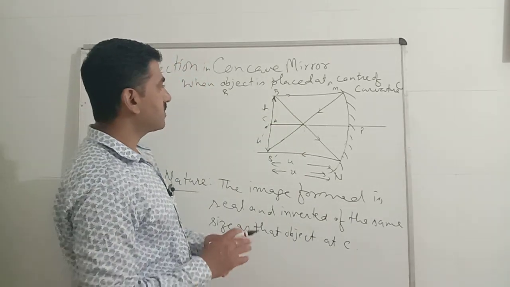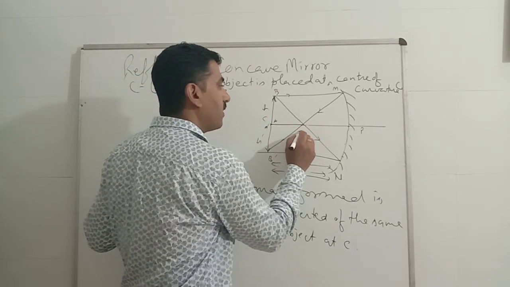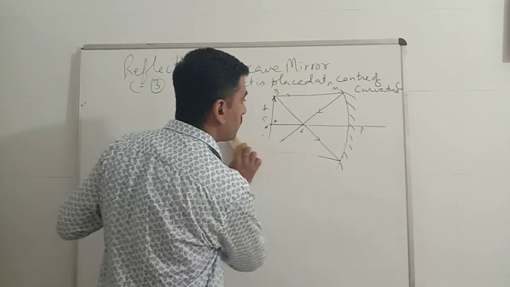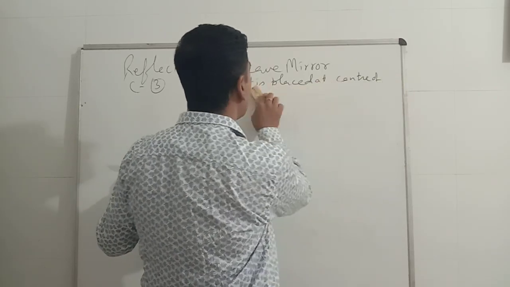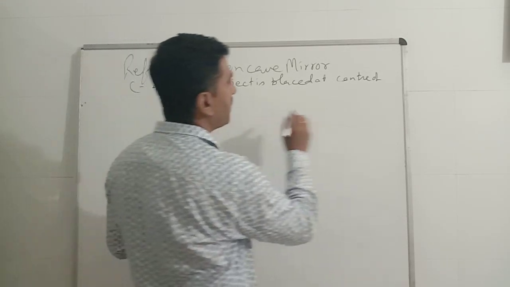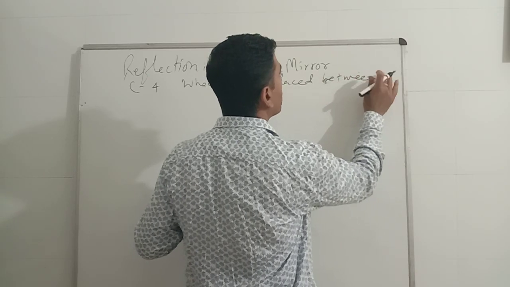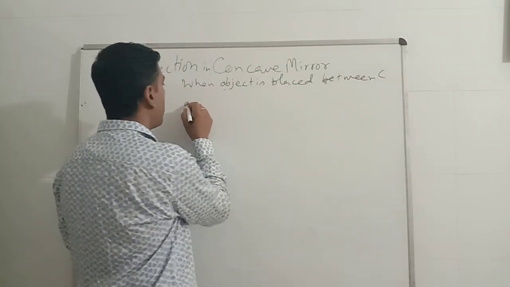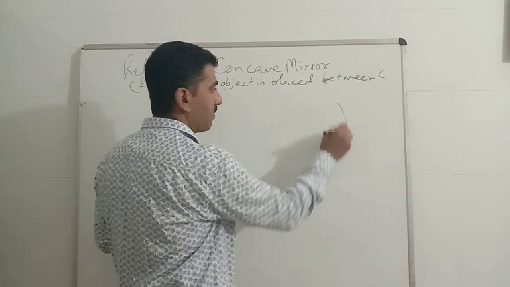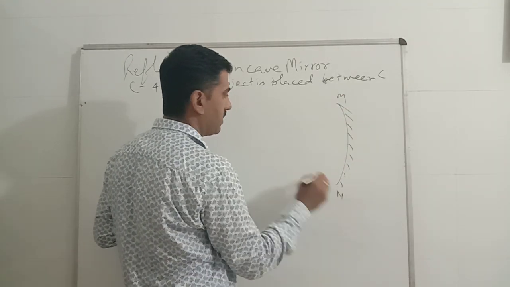So let's go ahead with case number 4. Let's go a little nearer from C, between C and F, and see where the image will be formed. Case number 4: when the object is placed between C and F. C stands for center of curvature, F for focus. Let's see where the image is formed. Very easy to remember.